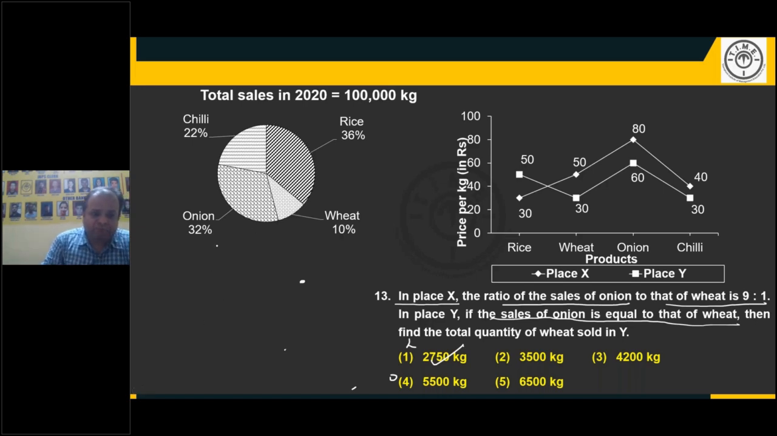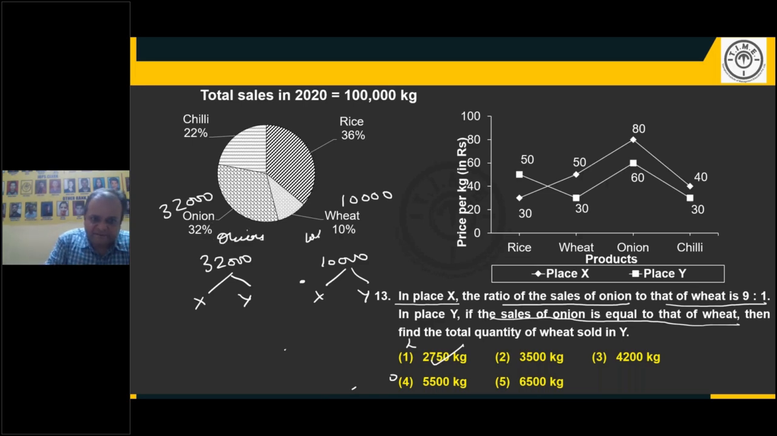What is the total value of onions? 32,000. Okay. What is the total value of wheat? 10,000. I hope this is clear. Now this 32,000 can be sold in place X, can be sold in place Y. 10,000 can be sold at place X, can be sold at place Y. Now, what has been given is for onions, and this is wheat, right?